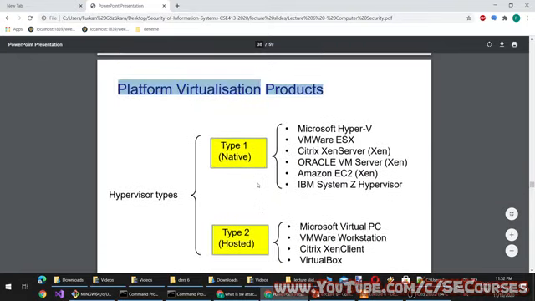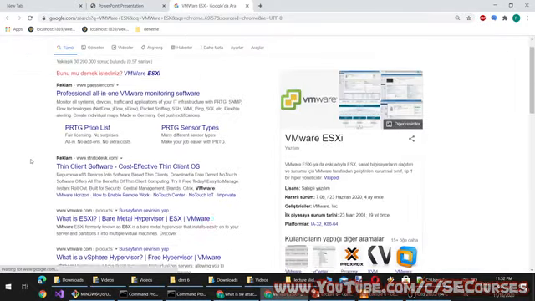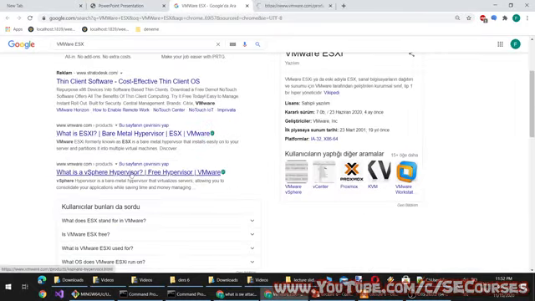Platform virtualization products. Okay, so there are type 1 native and type 2 hosted. Natives are Microsoft Hyper-V and VMware ESXi. I have never used VMware ESXi. Let's read about it.